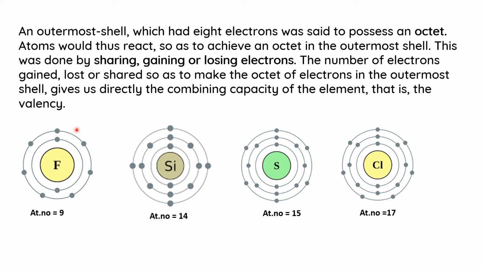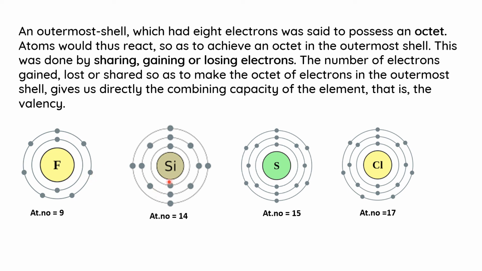So it will gain 1 electron from any other atom. So what is the valency then? Valency is 1. By gaining 1 electron, it gets the octet. So 1 is the valency of fluorine.